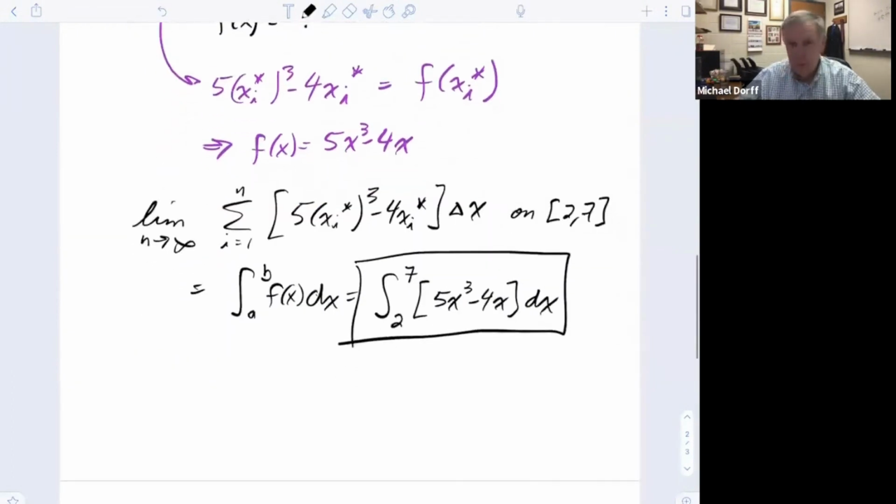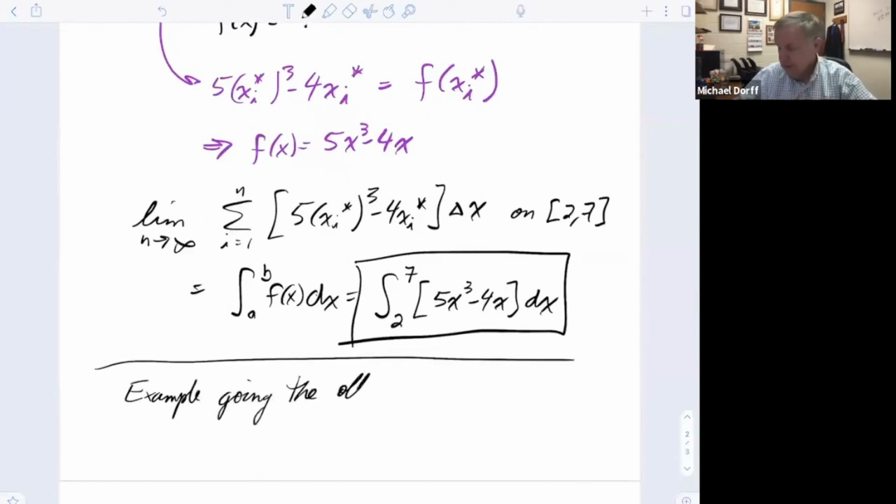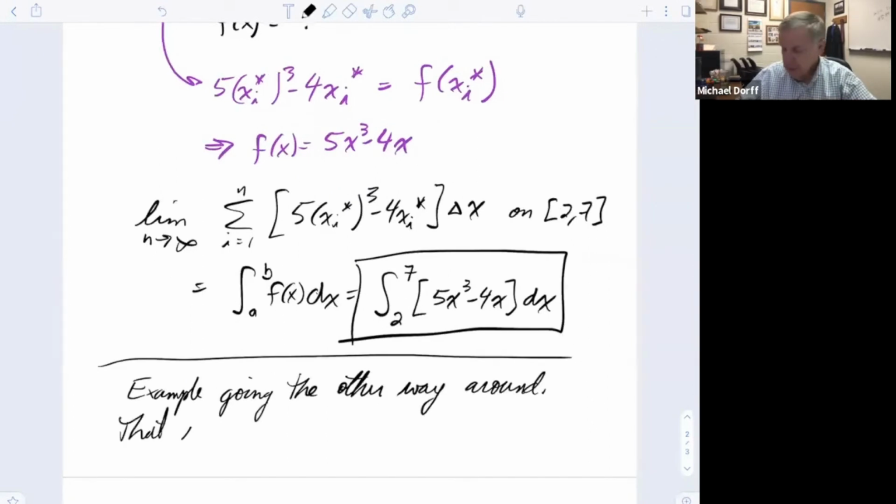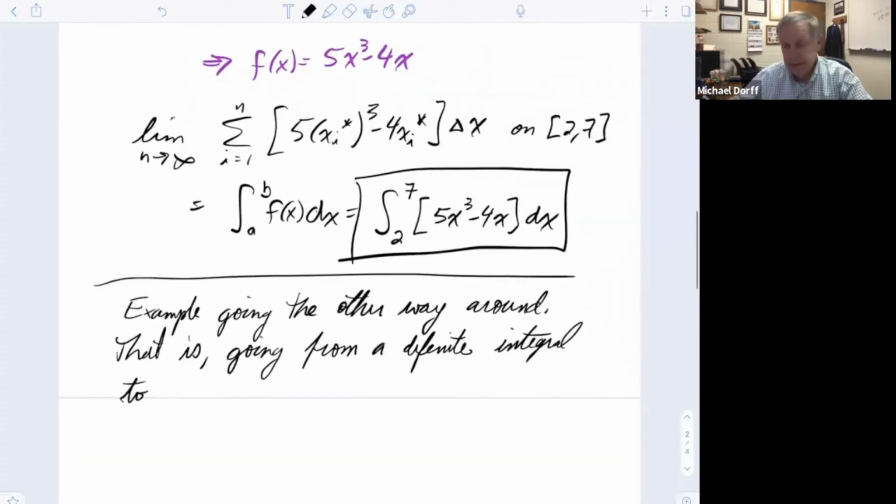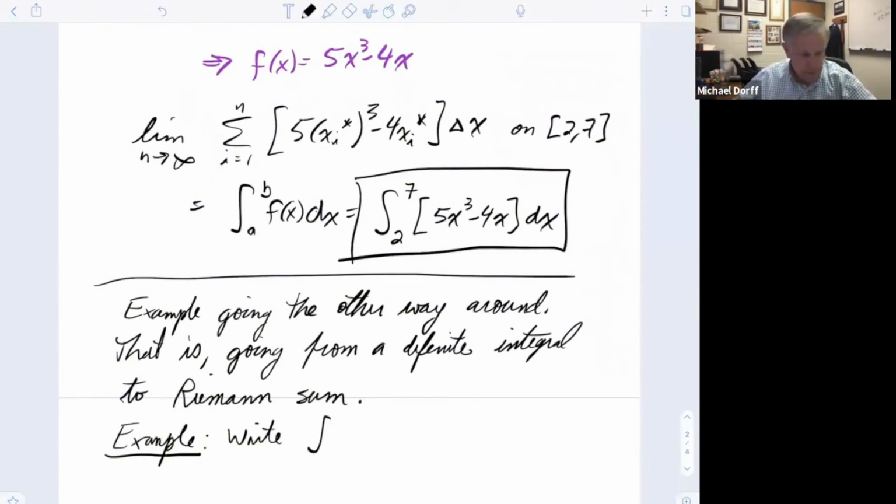Now, let me do one more example, but do the other way around. So an example going the other way around, or in other words, going from the definite integral to a limit of a sum, which is known as the Riemann sum. Okay, so here's the thing I do. Write the integral from 2 to 5 of x squared plus 1 over x dx as a Riemann sum.